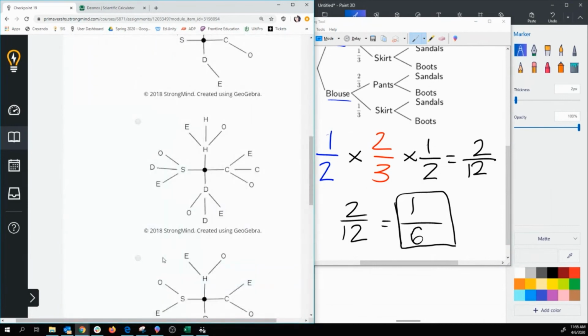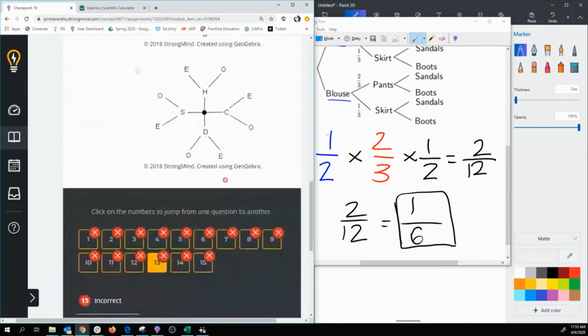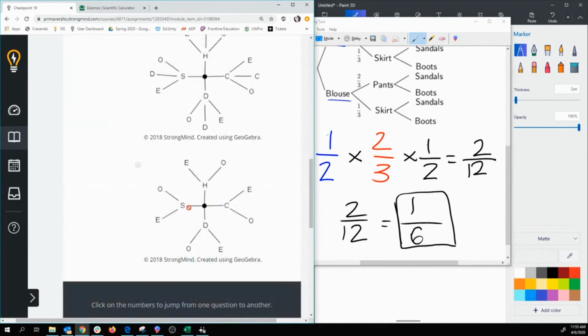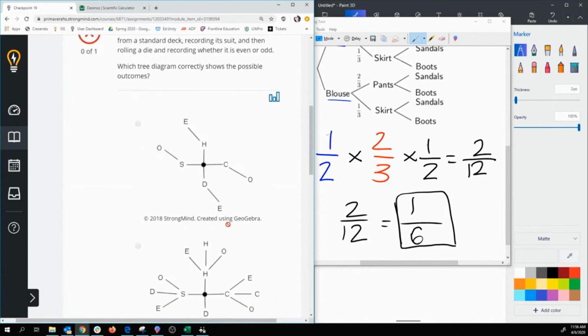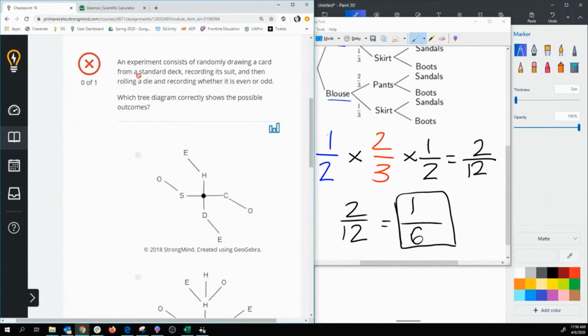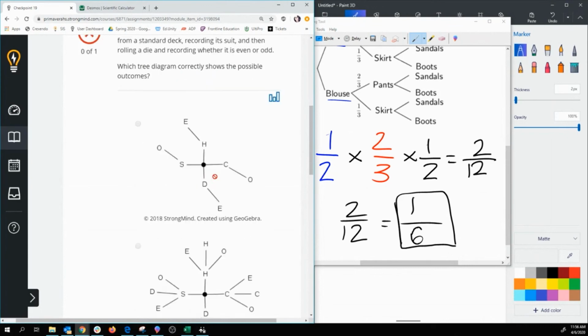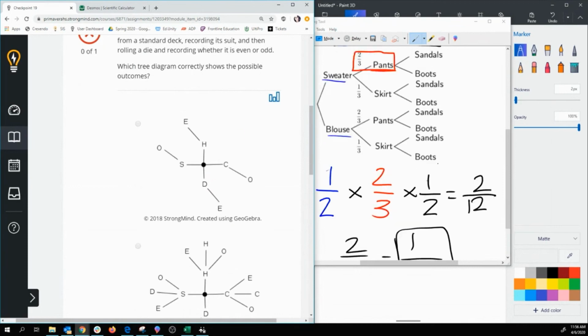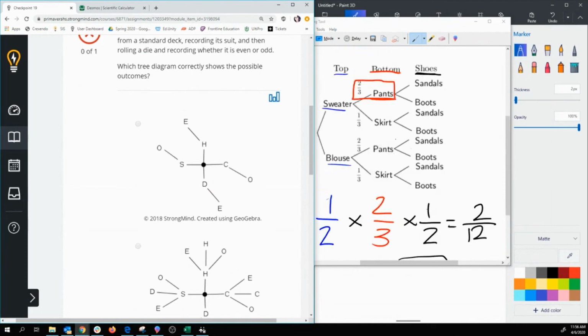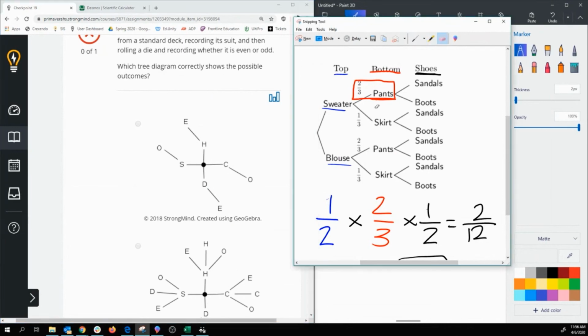Alrighty, so the next one has these weird looking, I guess I shouldn't say weird, but it's not your typical tree diagram. They're the circle ones. And it's asking about an experiment that consists of drawing a card from a deck, recording the suit, and then rolling a dice to get even or odd. There's still tree diagrams, except instead of starting on one side like this one did, it starts in the center. So the center is like the starting point. That's what circle tree diagrams look like.